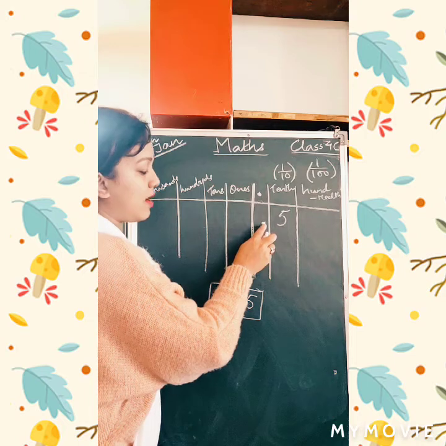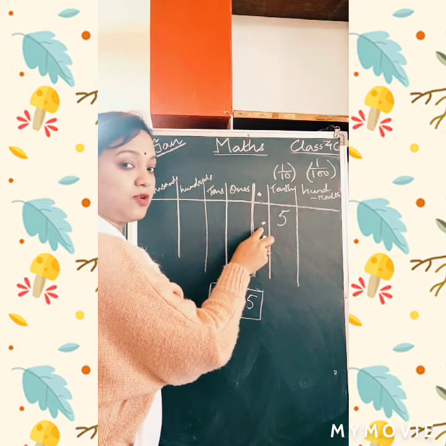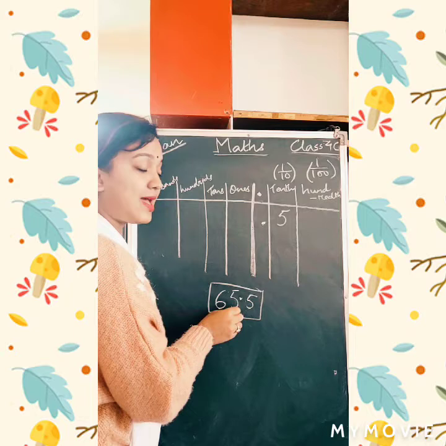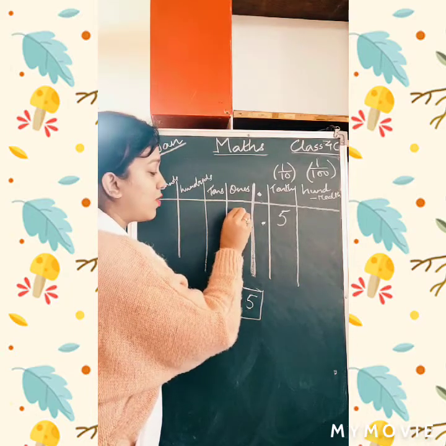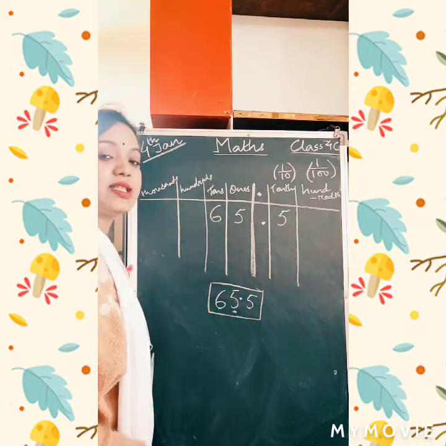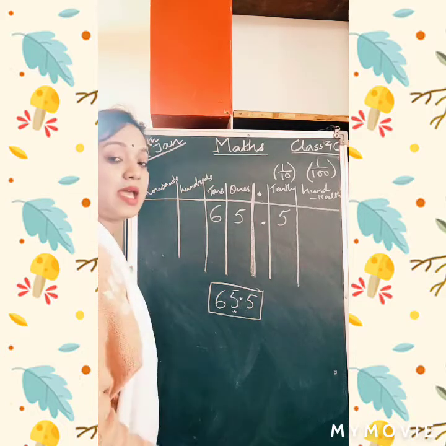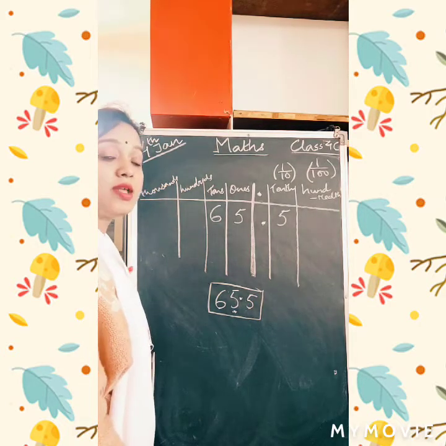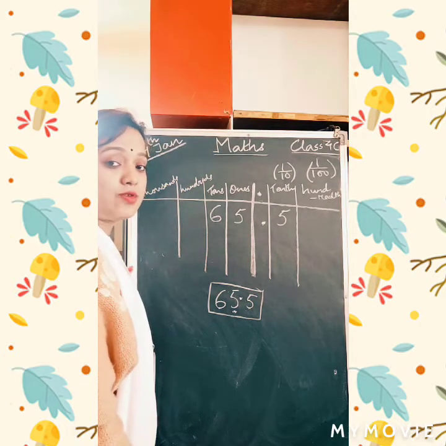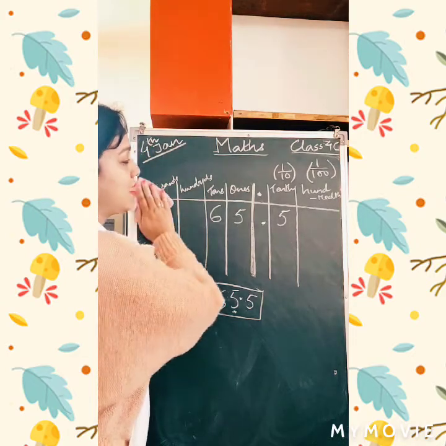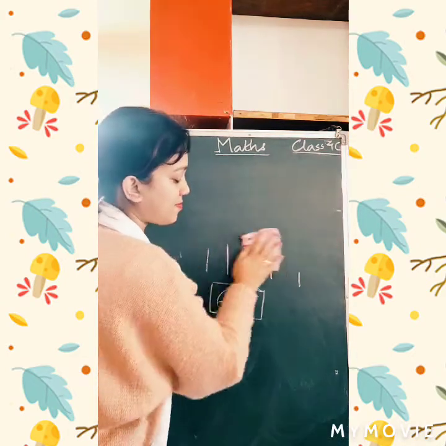Then start from the left of the point, where you have 5 here. You will put 5 in the ones place, 6 in the tens place. Never start from the beginning. Always start from the end. Okay, this is the way to write in the place value chart. These are a few rules of writing in the place value chart.